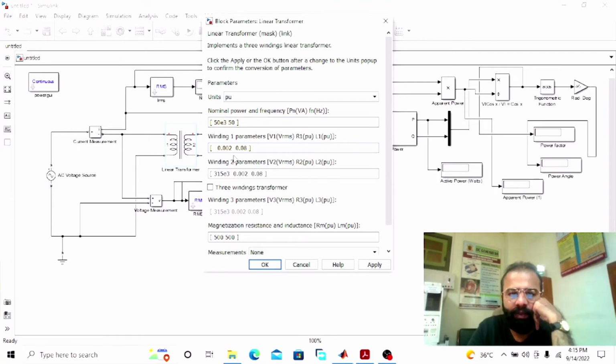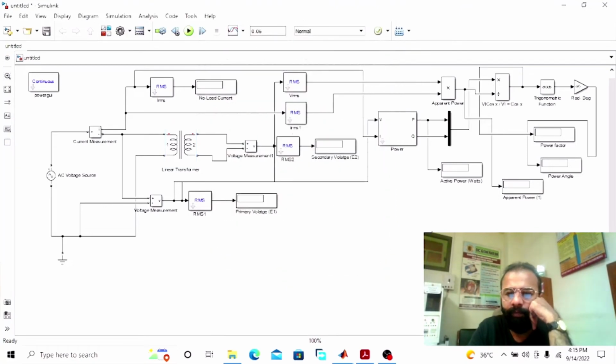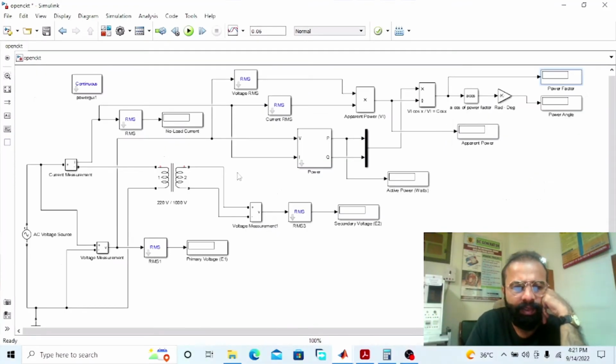We are given 220 volts, which is the LV winding, and 1000 volts, which is the secondary winding voltage. Apply this. Okay, so now we have changed all the parameters as per the circuit diagram. Now our circuit is ready for the simulation. Now run the simulation and observe the results.